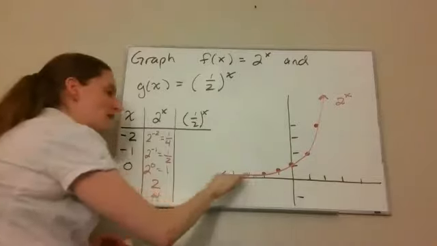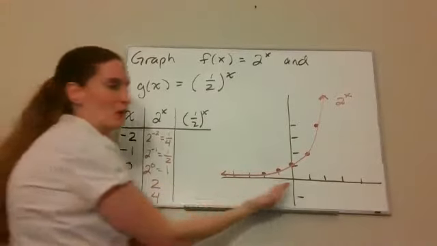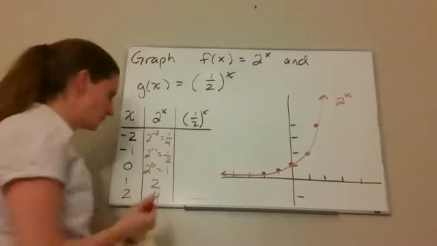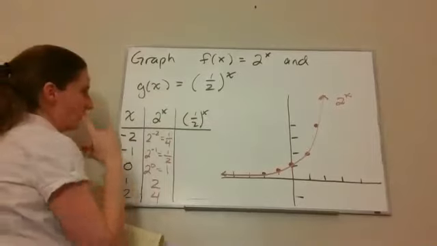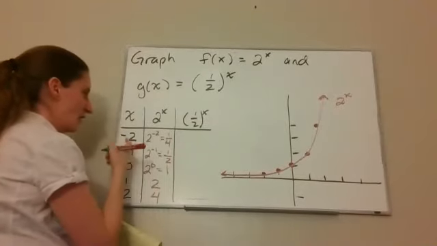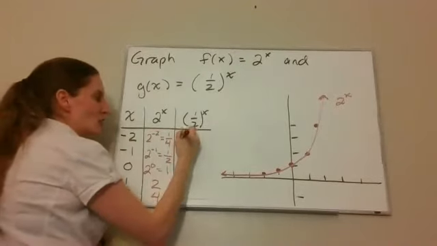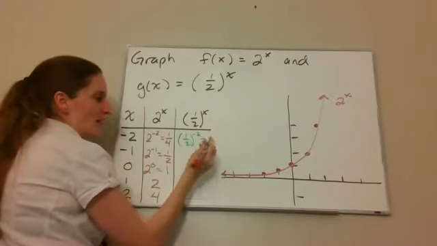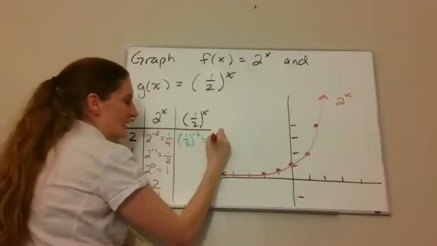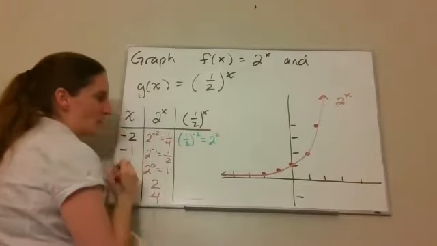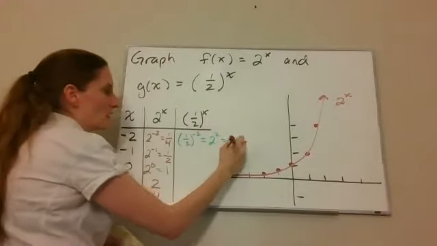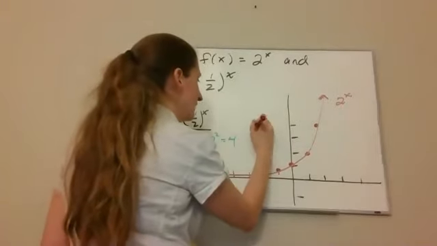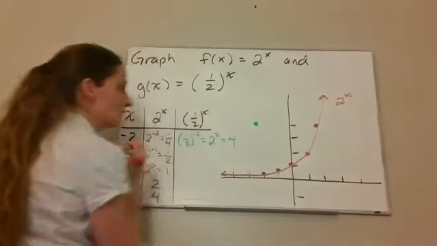Notice that it flattens out to 0 over on this left side, and it grows very quickly, shooting up towards infinity very quickly. Now we're going to do the same thing with 1/2 to the x power. 1/2 to the -2 is the same thing as flipping my 1/2 upside down and doing it to the positive 2 power. So that's 4. So when I'm at -2, I'm up at 4 for that guy.